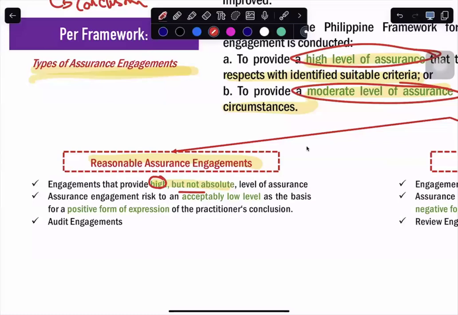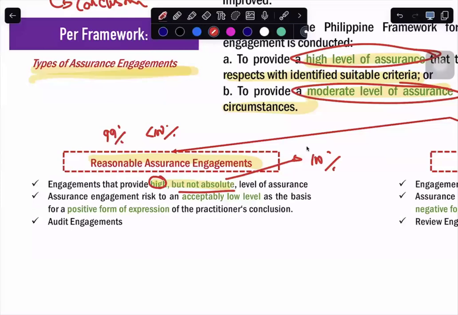It's only high but not absolute. Sir, what's the difference? When we say high, it means it is below 100%. It could be up to 99%. Why is it not absolute? Because when we say absolute, it is 100%. Sir, why is it only less than 100%?